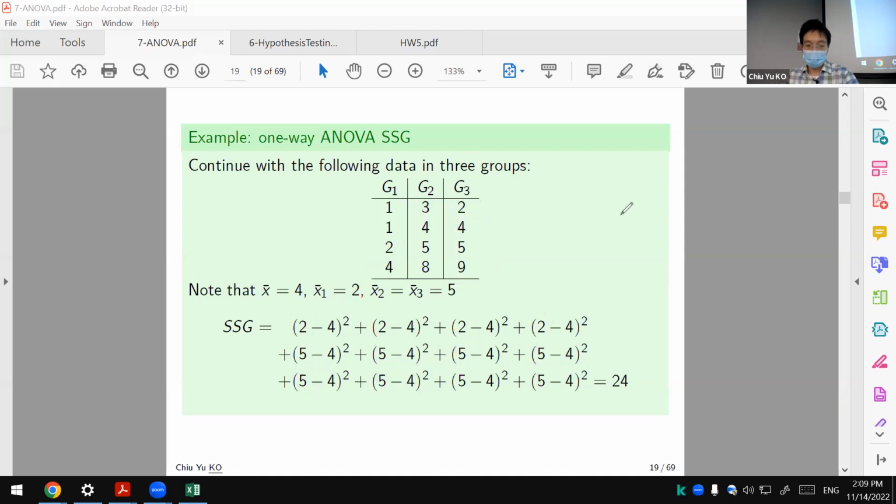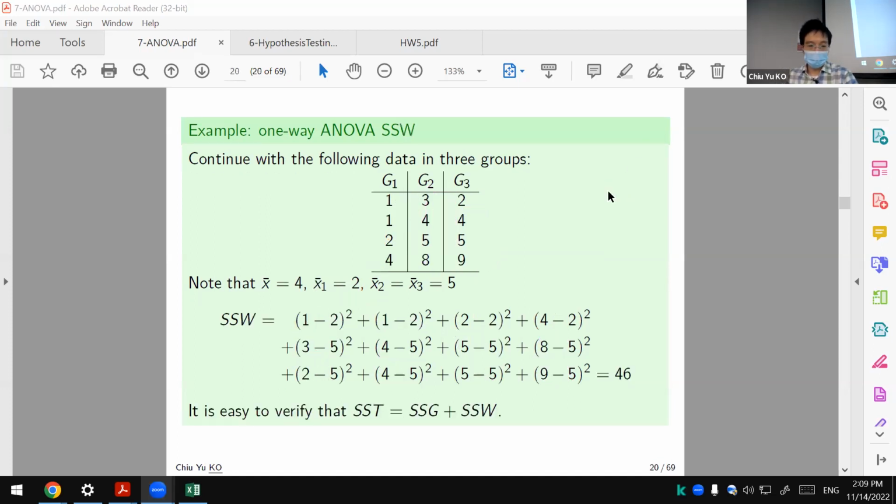Okay. And the next is SSW, which is what you do is you just subtract each one from the group mean. That's how you will see 5 is here, instead of 4. So that is the difference. So that's why I verify that you can check is SST equal to SSG plus SSW.